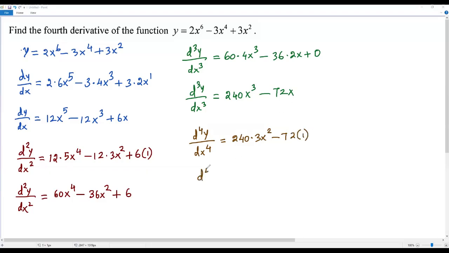Let's do some simplification. So d to the fourth power y over dx to the fourth power equals, when I multiply 240 and 3, I'm getting 720x squared, negative 72. So now I got the fourth derivative of the given function, that is equal to 720 times x squared, negative 72.